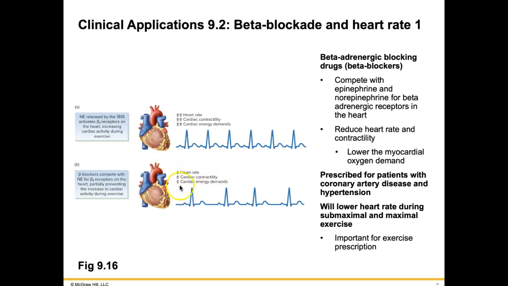And so I know we still have some up arrows here. We're still going to have a little bit of increase, but it's not as much of an increase as we see here with norepinephrine attaching. So these are typically prescribed for patients with coronary artery disease and hypertension. And like we said, will lower that heart rate, especially during submaximal and maximal exercise. So this could be really important for exercise prescription.